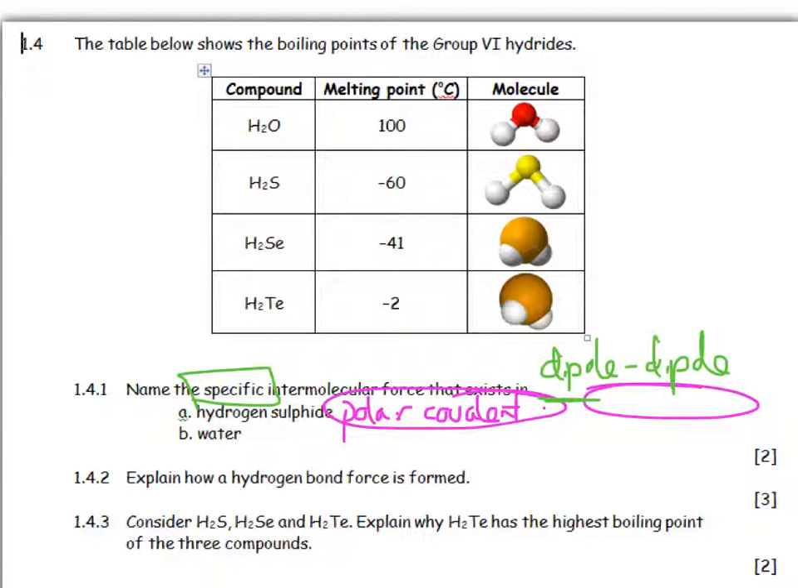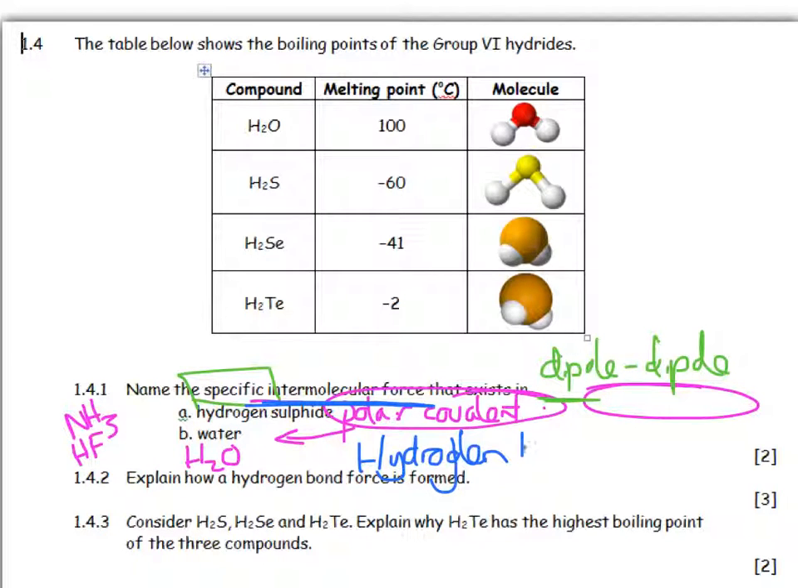And then water is again a polar covalent molecule, but it has a special, because it's H2O, or if it was NH3, or if it was HF, those are the only three molecules you need to worry about that have a special type of intermolecular force, and that intermolecular force is hydrogen bond force.